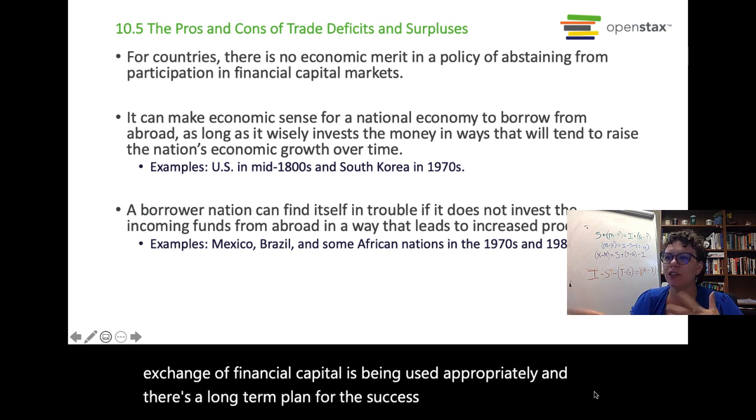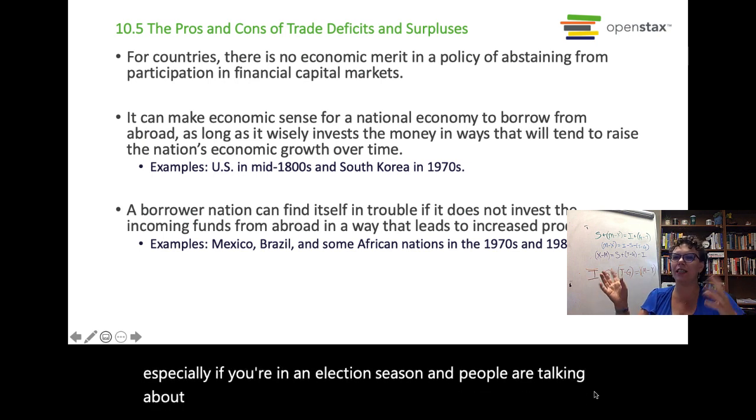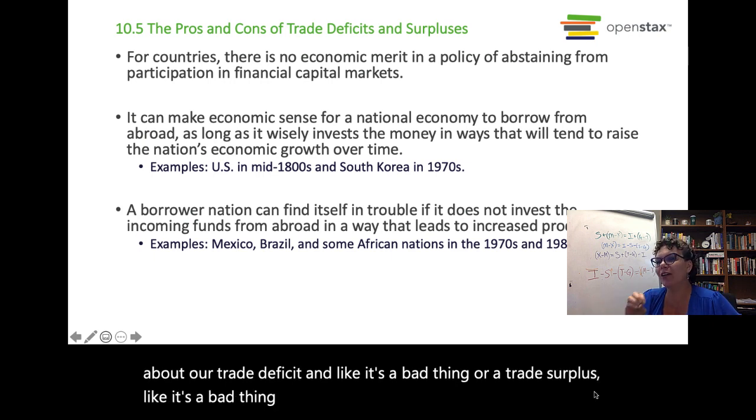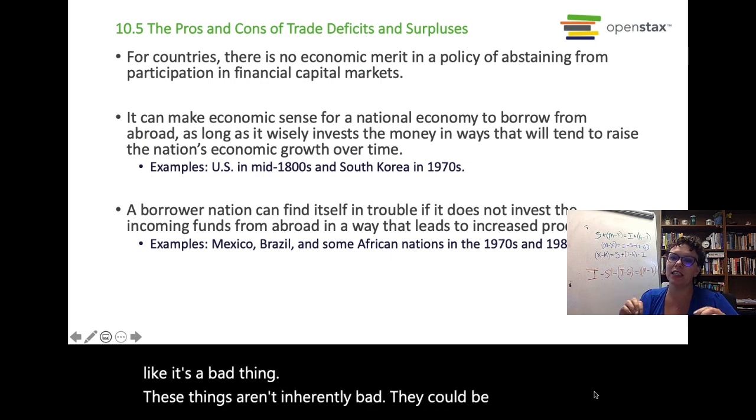And so, especially if you're in an election season and people are talking about our trade deficit like it's a bad thing, or a trade surplus like it's a bad thing, these things aren't inherently bad. They could be great signs of success for an economy.